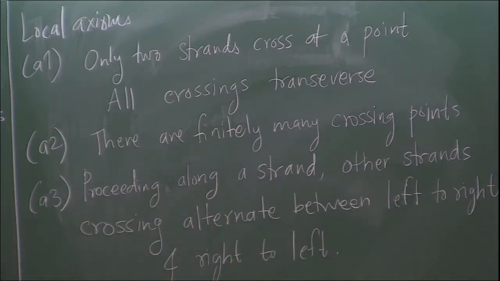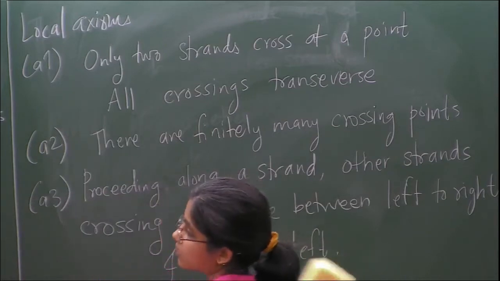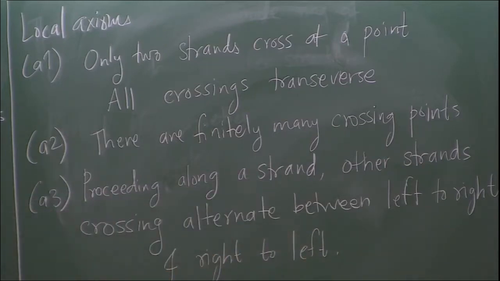Okay, so what this means is, let me show you here. So suppose here is a strand. Then if there is a strand coming from here, which is directed like this, then the next strand cannot pass in this direction. The direction has to be this. Okay, that's all.